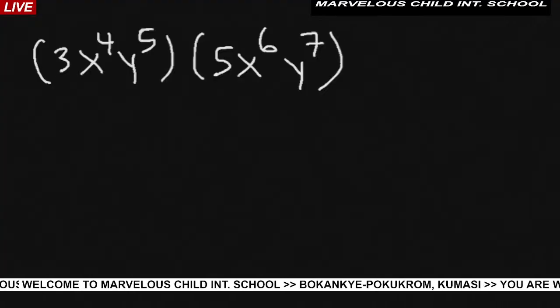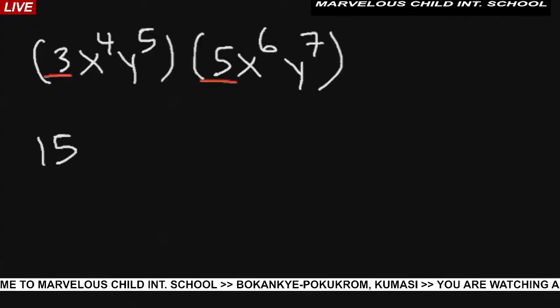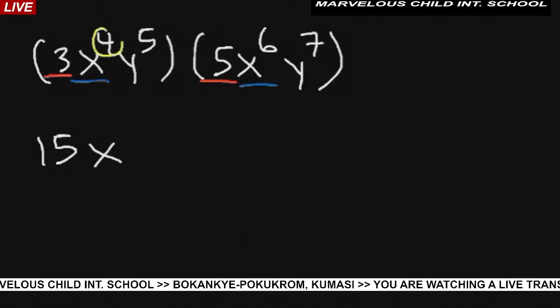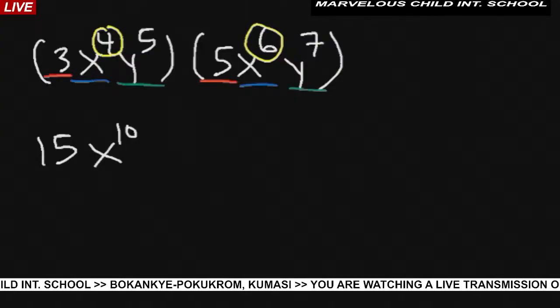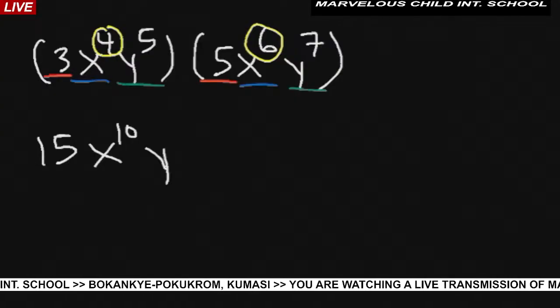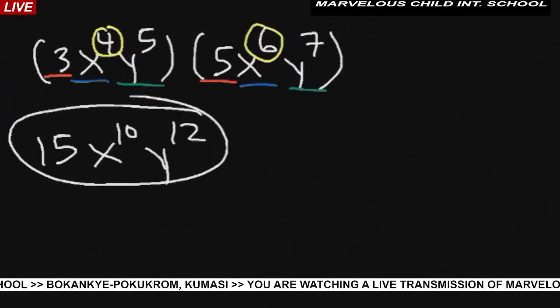So first we need to multiply the 3 and the 5. 3 times 5 is 15. Next, we need to multiply x to the fourth times x to the sixth. That's going to be 4 plus 6, which is 10. And then we need to multiply y to the fifth times y to the seventh. 5 plus 7 is 12. So the answer is 15 x to the 10 y to the 12.